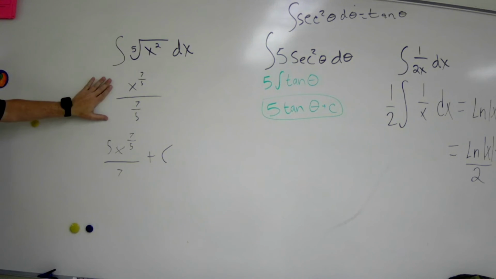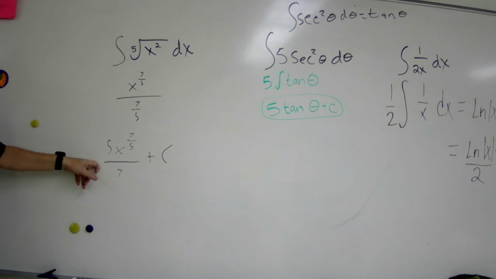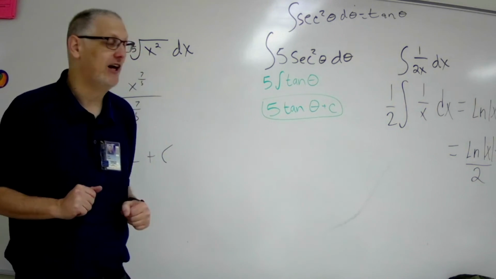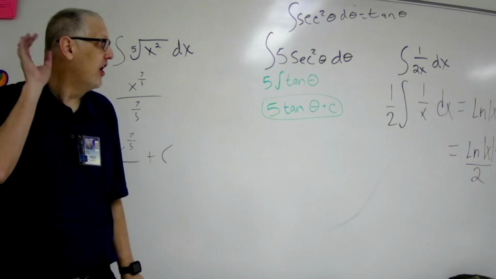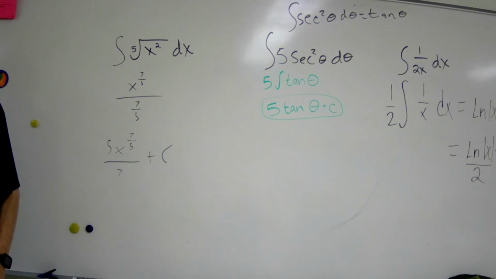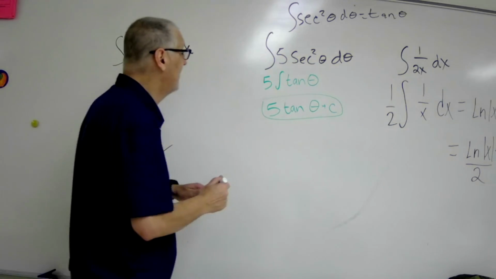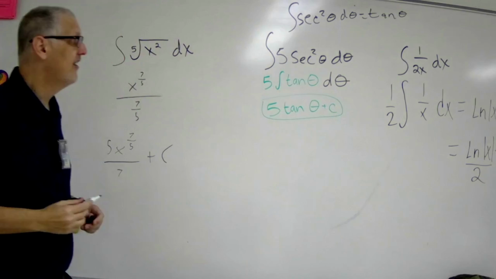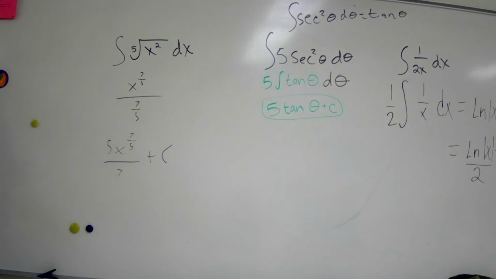So he jumped right to x to the 7/5 over 7/5. I'm okay with that. I know what he did. And then he's got 5x to the 7/5 over 7 plus c. Y'all get that? All right. If you're going to rewrite your integral, you better have your variable of integration. They will take points off. If you're going to write it, you need to have that. Don't be lazy.